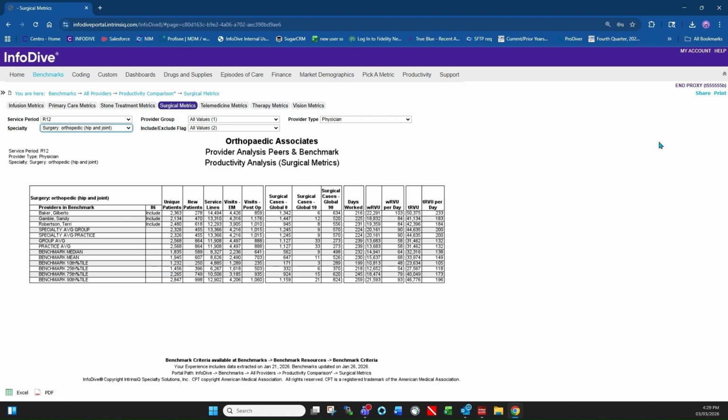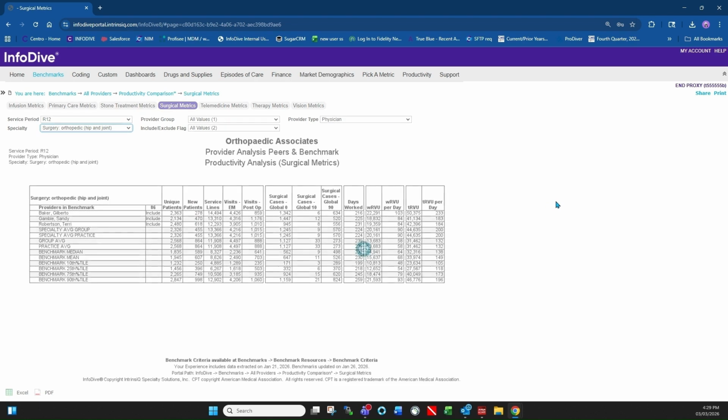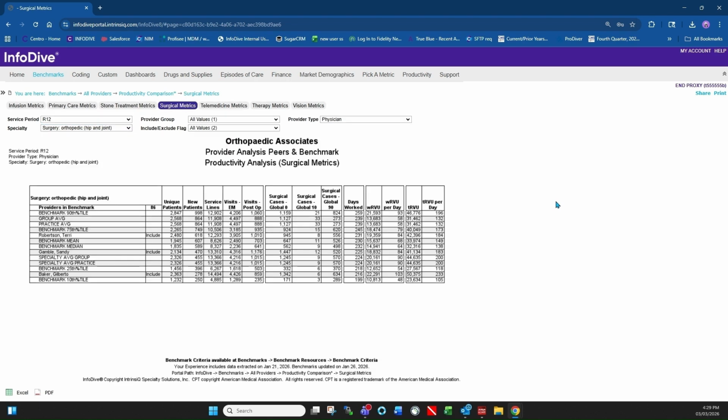You can sort this on, let's just say we want to see new patients. I do this sometimes because it lays it out a little bit easier for me, where you can actually see where the providers are lying within those quartiles from the benchmarking data. So you'll see that the benchmark 90th percentile for new patients is 998. We will see that under the 75th percentile falls Terry Robertson.